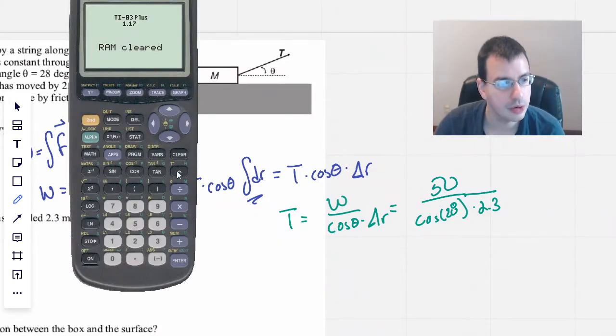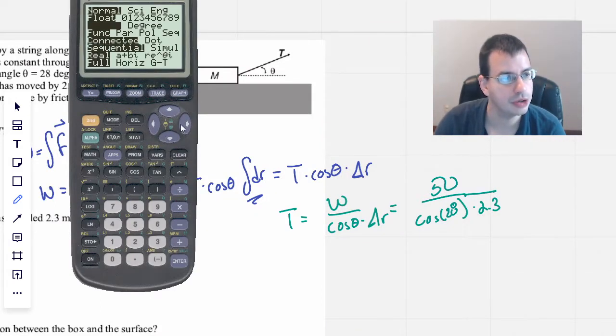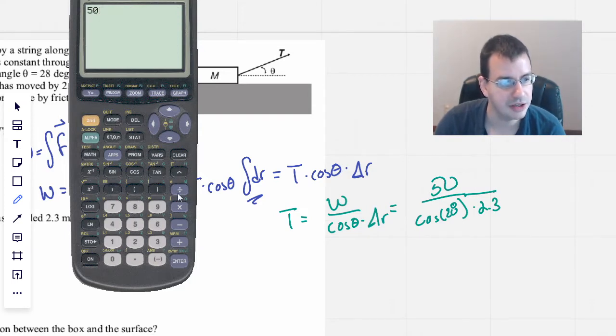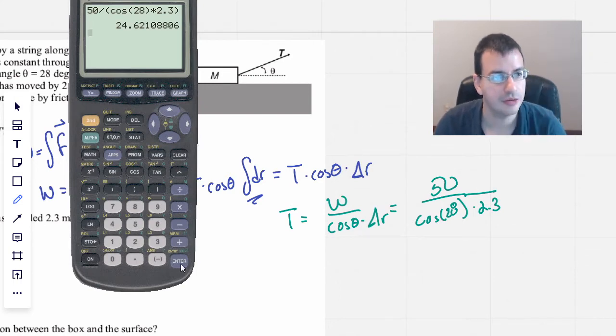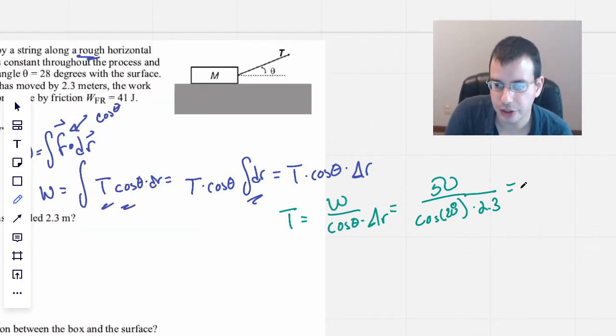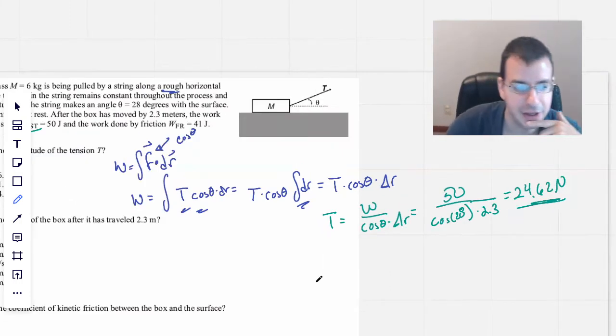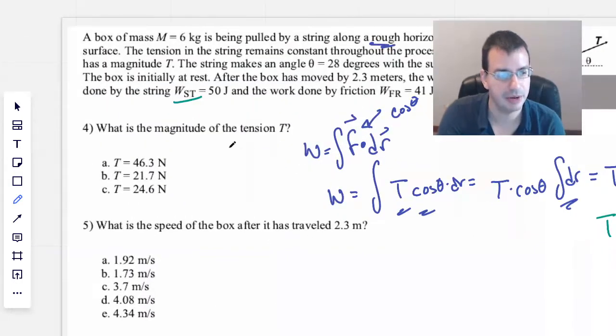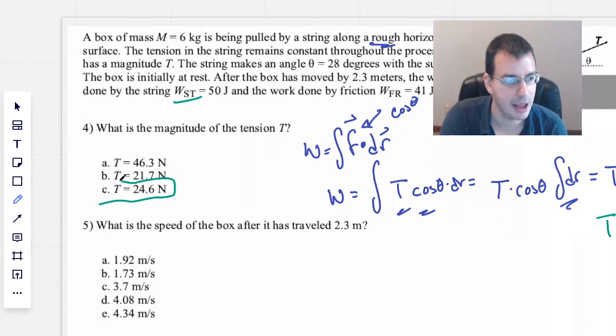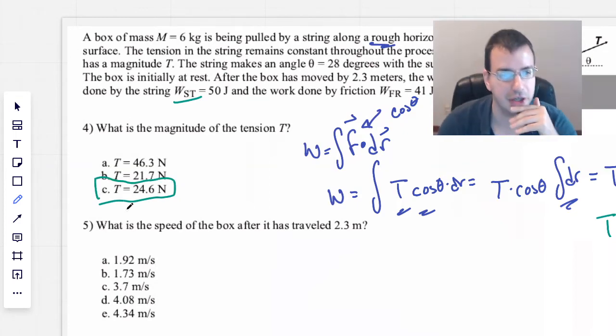There we go. Clear. Go to mode. Make sure we're in degrees. Quit out of that. Do a 50 divided by quantity cosine of 28 times 2.3. 24.62, and this will be newtons because it's a force, which is measured in newtons. 24.62. So that is the magnitude of the tension on the string.